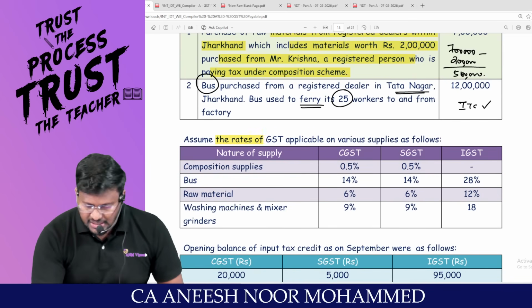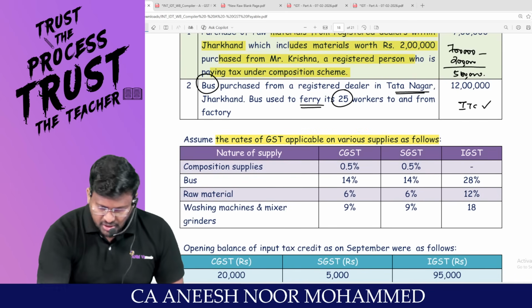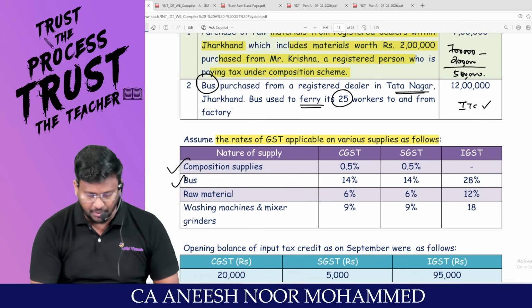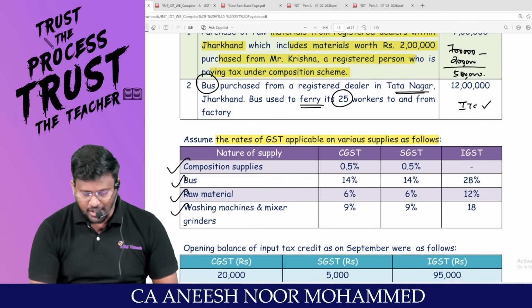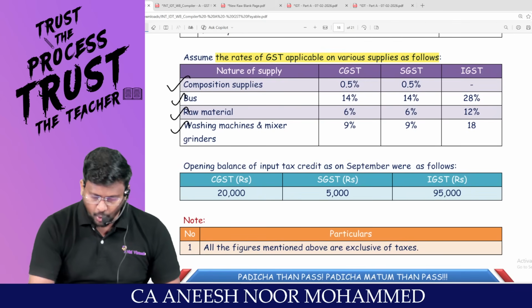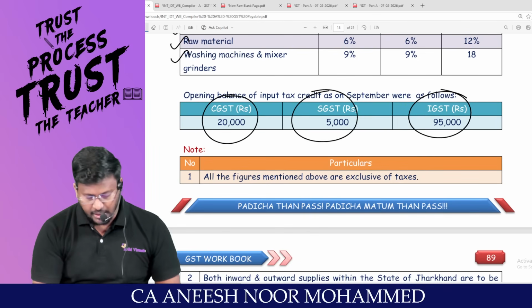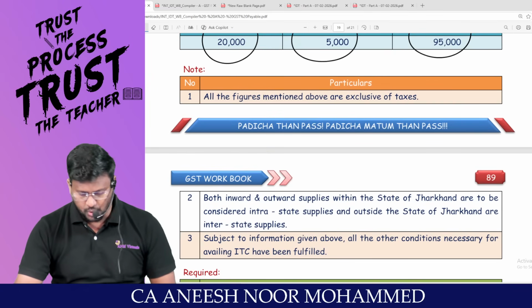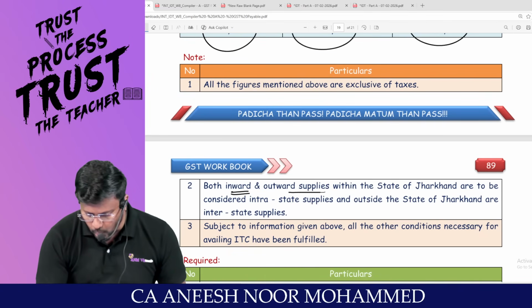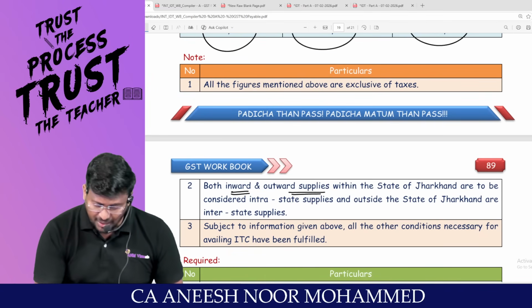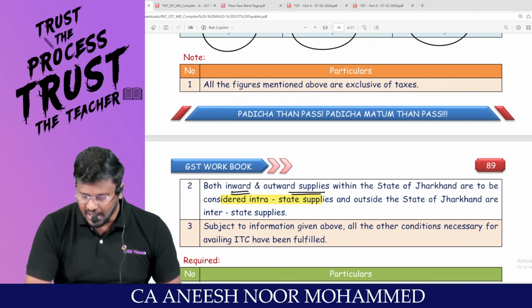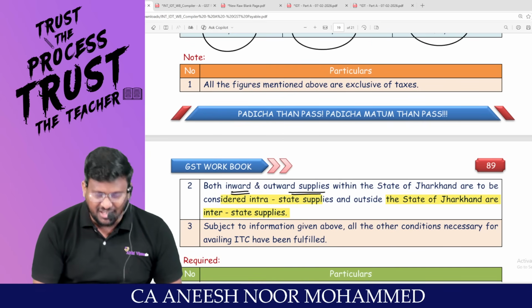Assume the rate of GST applicable on various supplies. Composition supplies they have given. Bus they have given. Raw material they have given. Washing machine and mixer grinder they have given. Opening balance of ITC, CGST, SGST and IGST given. Then come the notes. All figures mentioned above are exclusive of tax. Both inward and outward supply within the state of Jharkhand are to be considered as intra-state supply, and outside Jharkhand are to be treated as interstate supply.